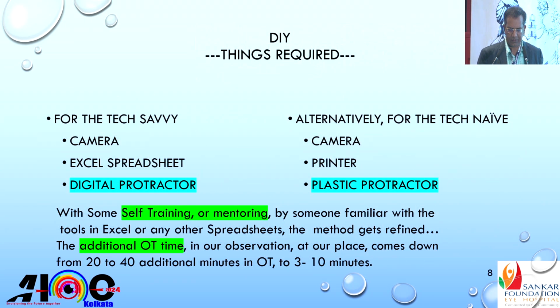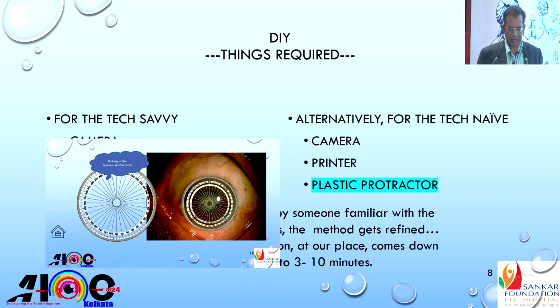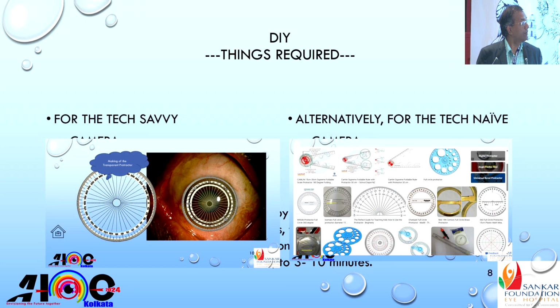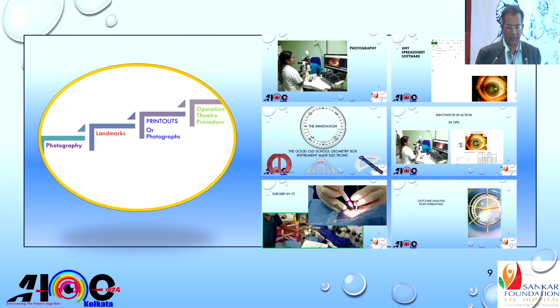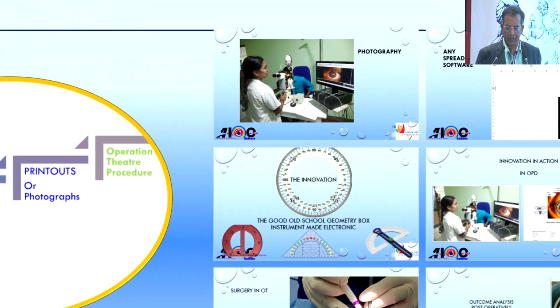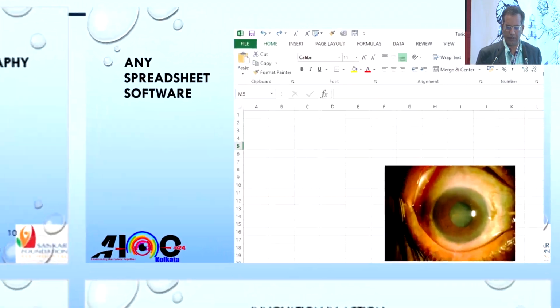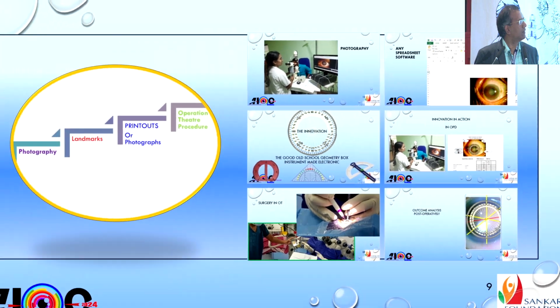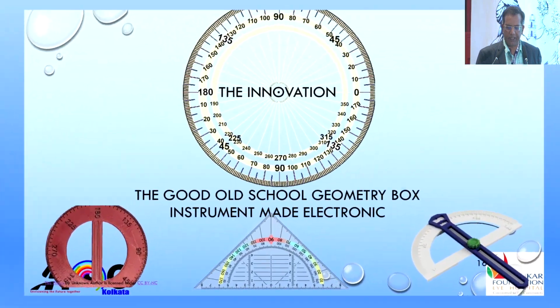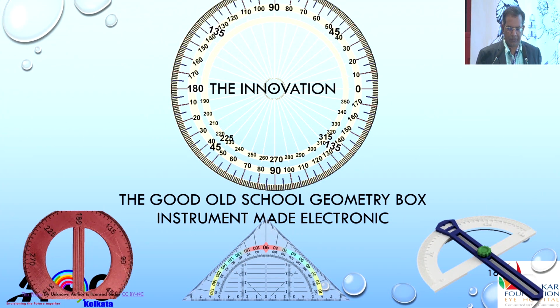operation theater. For the tech savvy, we can have a digital protractor with Excel spreadsheets, and otherwise a printer and plastic protractors also. So this is our innovation, and those are all available in the market. Photography and an Excel spreadsheet are the basic things that are required, and then our innovation is required.